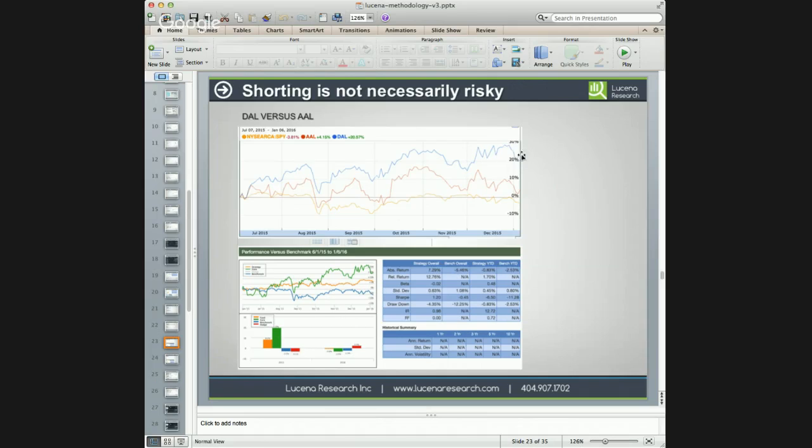Now, you might say, okay, that's easy. They both went up. What about a situation where both stocks go down?